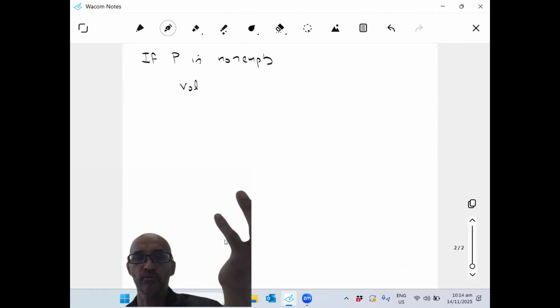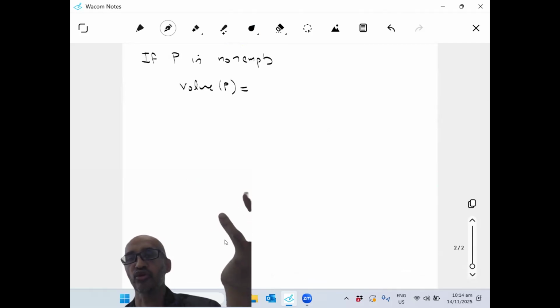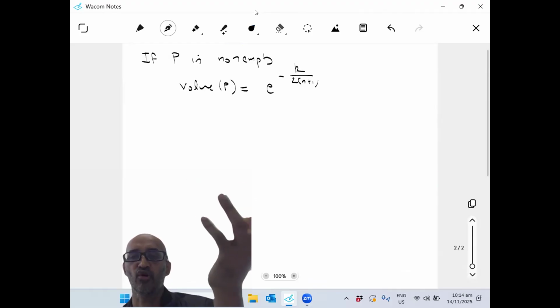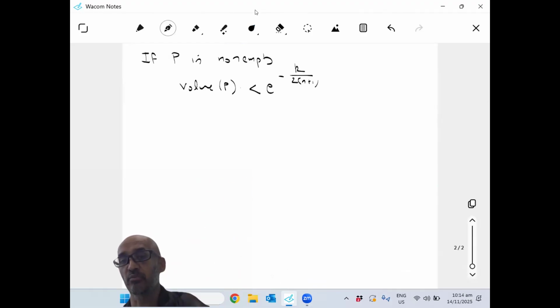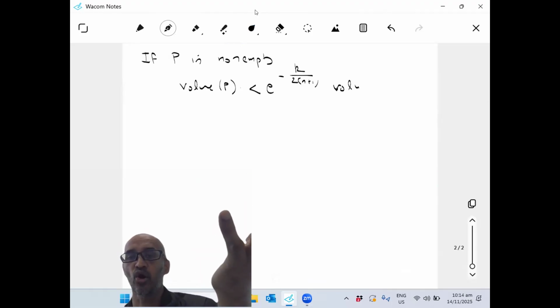So it will be volume of P. If you solve for this, basically e to the power minus k by 2n plus 1. I mean, how long will it take for this volume to be basically lesser than this number, volume of E naught, okay?